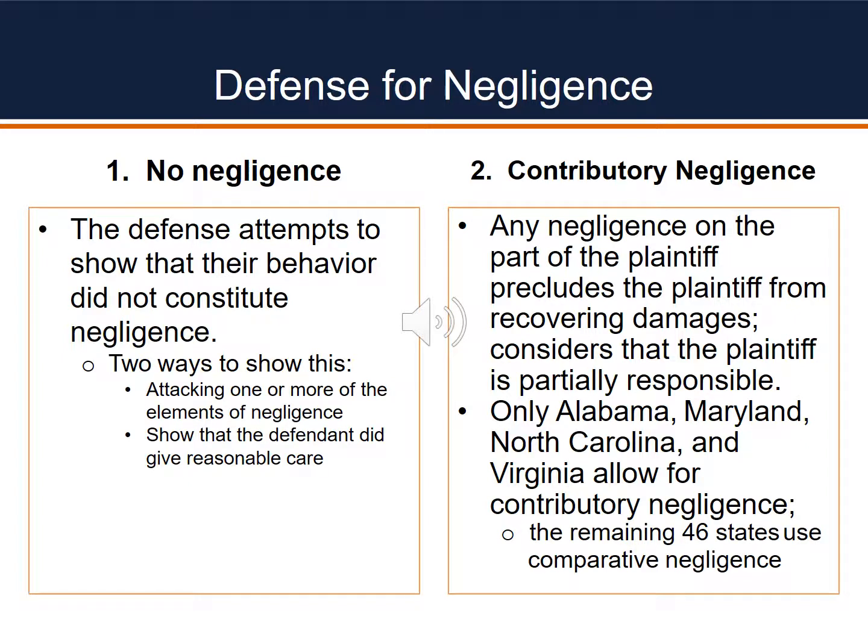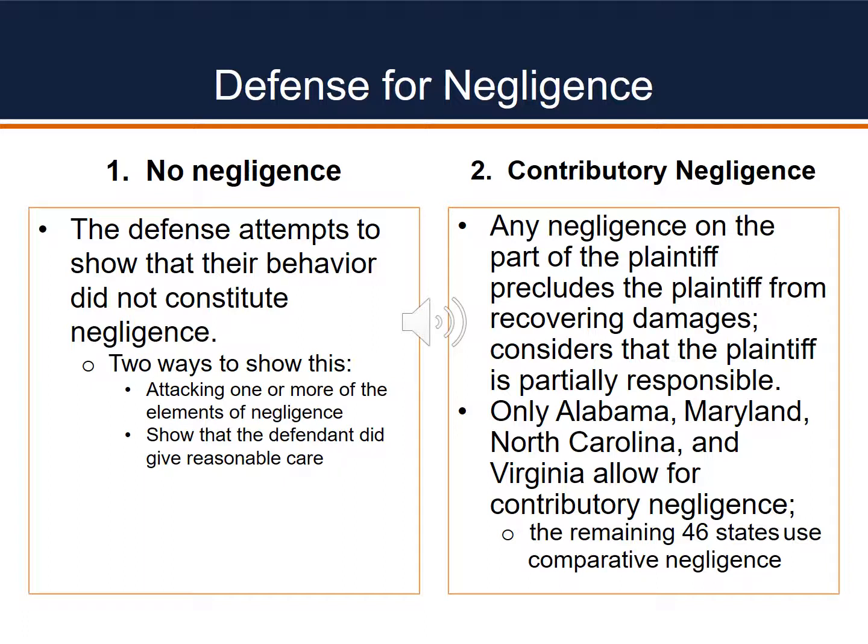The second defense is contributory negligence. Only Alabama, Maryland, North Carolina, and the state of Virginia have contributory negligence. The remaining 46 states have comparative negligence. We'll talk about that in the next slide.